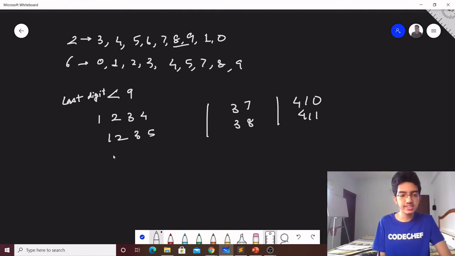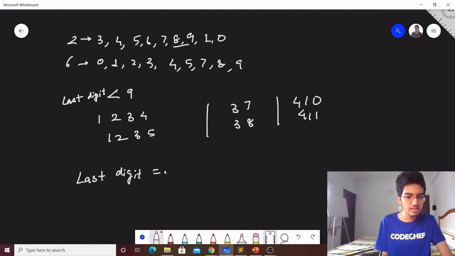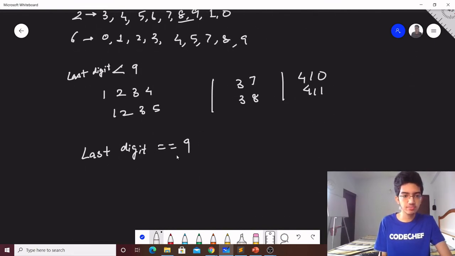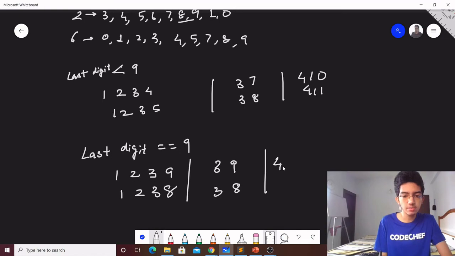But if the last digit is equal to 9, then in this case, make it 0. That is, making it 0 would be a little difficult. So instead, decrement it by 1. So let's say our number is 1239. We would make it 1238. If our number is 39, we would make it 38. If our number is 419, we would make it 418. Since we are changing only the last digit, we are getting a correct answer.